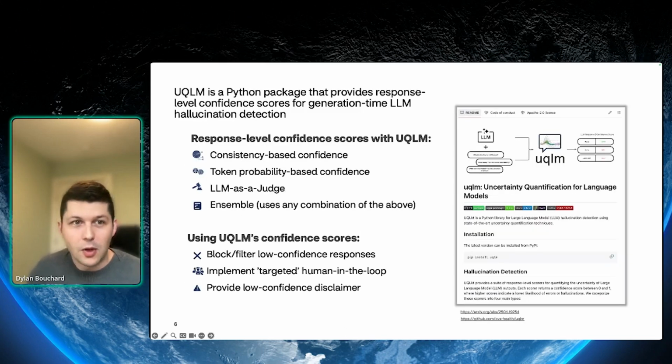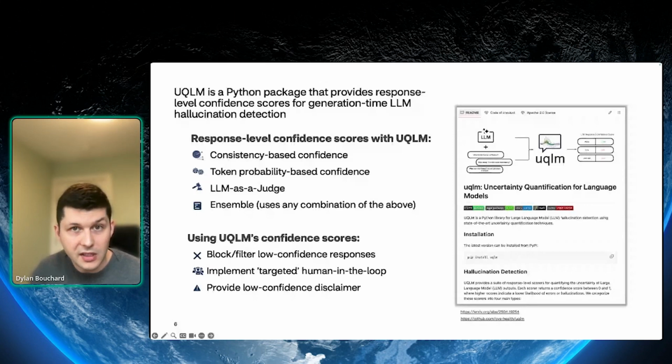All right, so we built UQLM, which is an acronym for uncertainty quantification for language models. UQLM is a Python package that provides response level confidence scores at generation time to be used for hallucination detection. And these confidence scores are based on uncertainty quantification methods. At a high level, I'll go through these different methods in more detail, but the different families of scoring methods for UQLM are as follows.